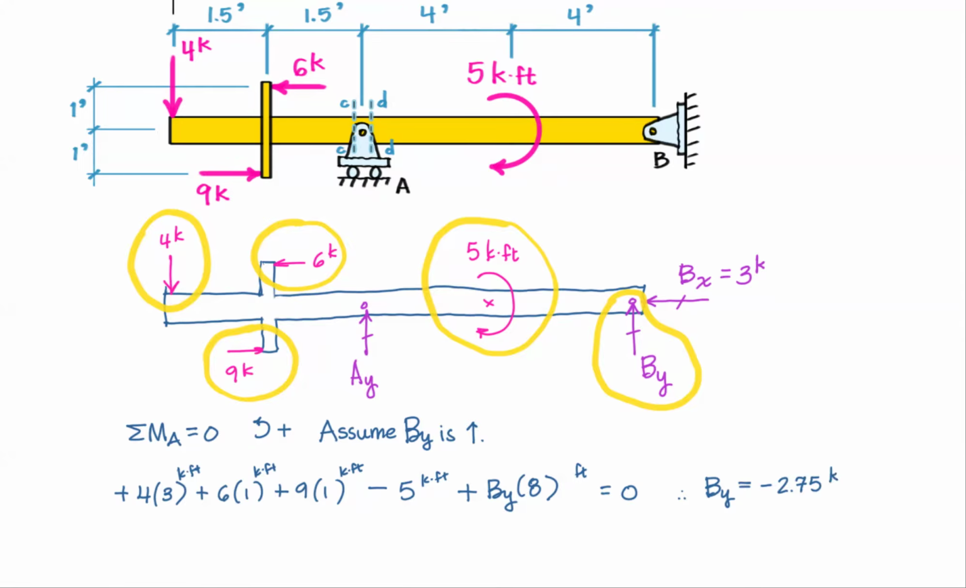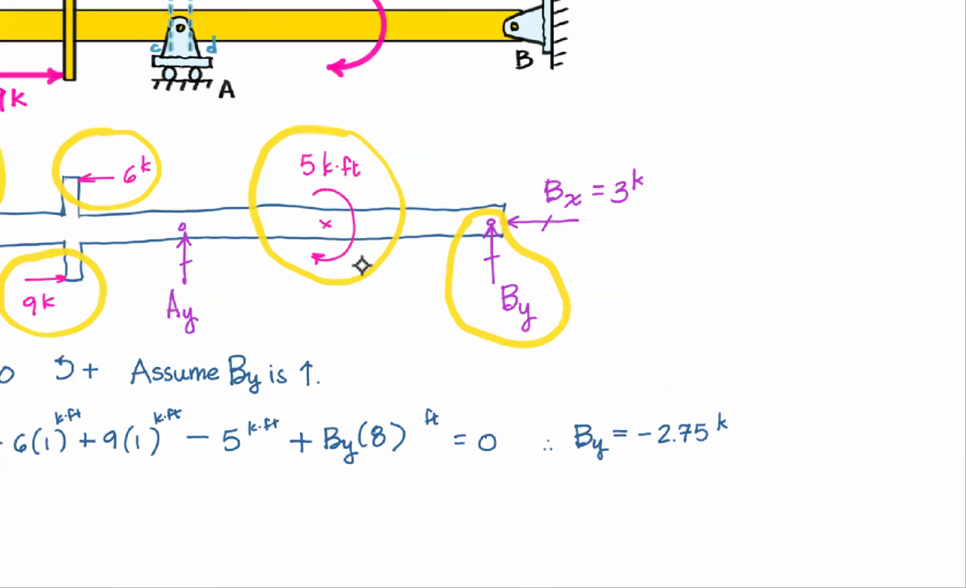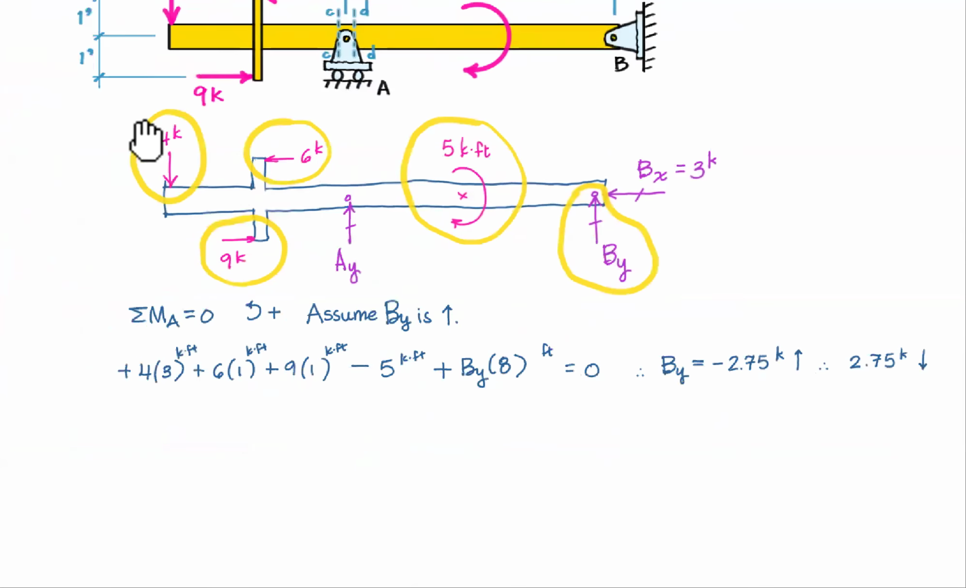All right, here's the best way to communicate this ambiguous nature of signs in statics and mechanics problems. Since I assumed it was upward, when I report this answer, I want to reiterate that that was my assumption. So I want to come back and say, okay, it's -2.75 kips upward. And then to be crystal clear about the answer, I'm just going to immediately turn that back around and say, which is the same thing as 2.75 kips downward. That's the best way to communicate that effectively.